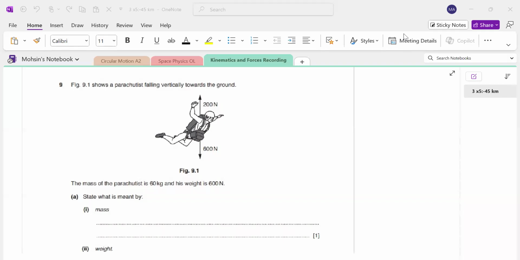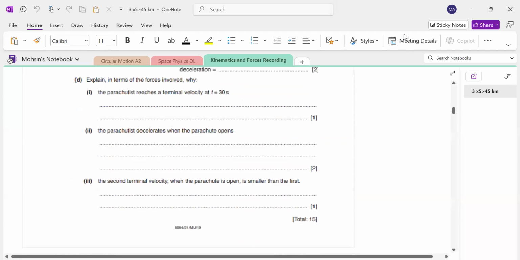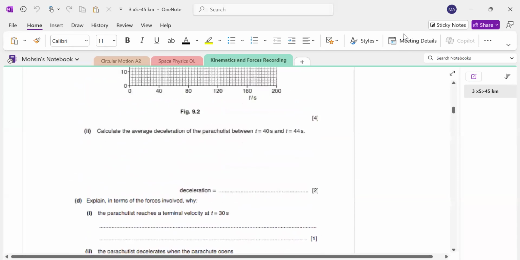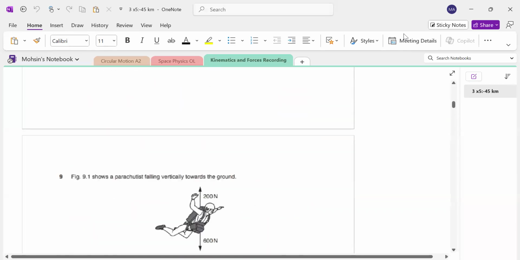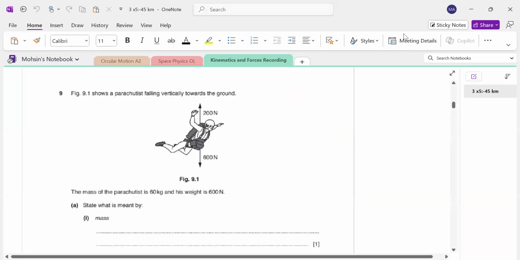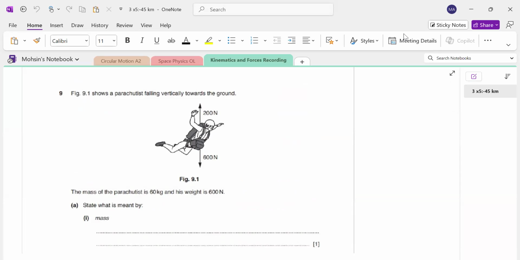So this is a question from 2019, May June paper 2-1. What they are saying here, figure 9.1 shows a parachutist falling vertically towards the ground. The mass of the parachutist is 60 kilogram and his weight is 600 Newton. State what is meant by mass.